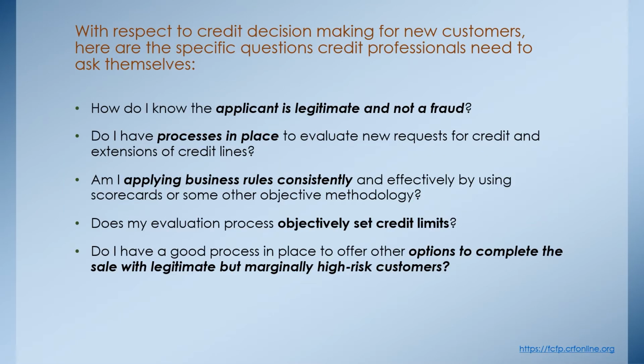With respect to credit decision making for new customers, here are some of the specific questions credit professionals need to ask themselves. How do I know the applicant is legitimate and not a fraud? Do I have processes in place to evaluate new requests for credit and extension of credit lines? Am I applying business rules consistently and effectively by using scorecards or some other objective methodology? And does my evaluation process objectively set credit limits? And do I have a good process in place to offer other options to complete the sale with legitimate but marginally high risk customers?